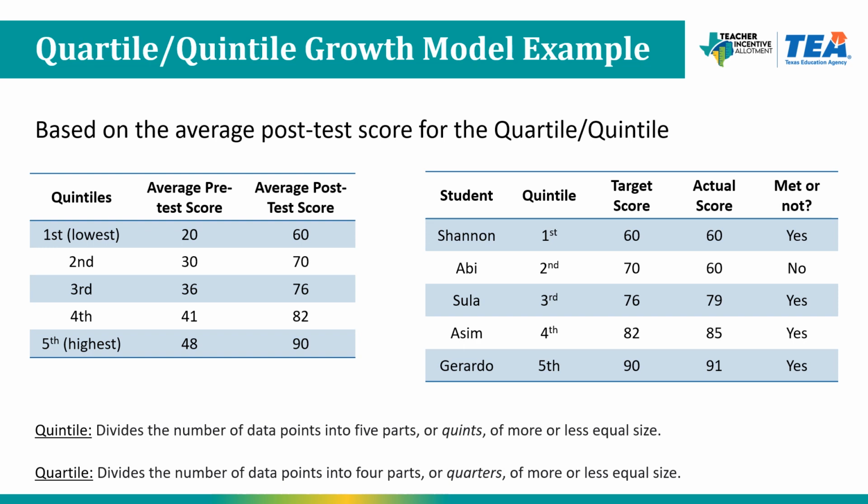Looking at this model, we can see that the quintiles are broken down by the average scores on the pretest and post-test. With quintile 1, the average pretest score was 20 and the average post-test score was 60. The student Shannon was in the first quintile and had to score a 60% to meet his expected growth target. In contrast, when looking at Abby, she needed to score a 70 to align with the second quartile, but ended up scoring a 60. Therefore, she did not meet expected growth.